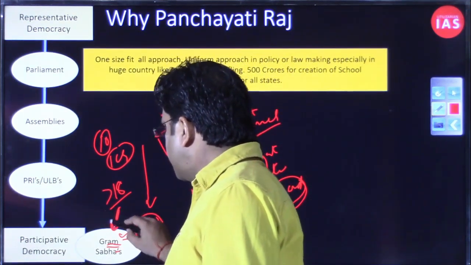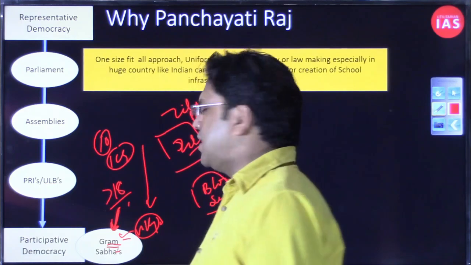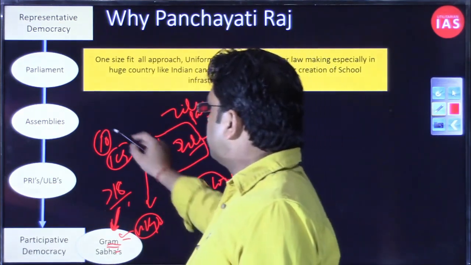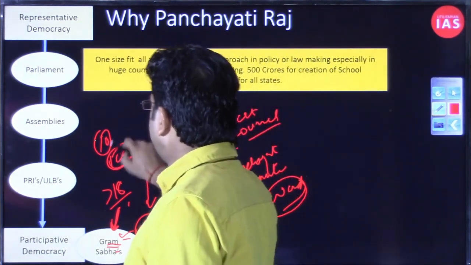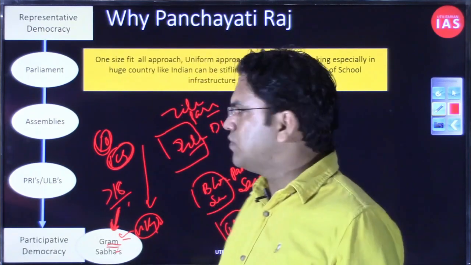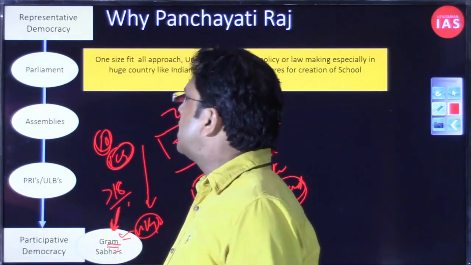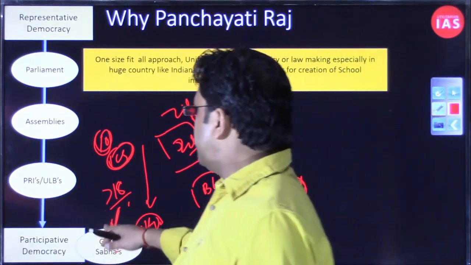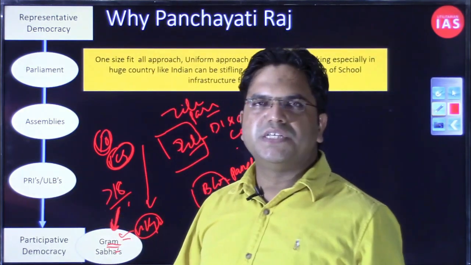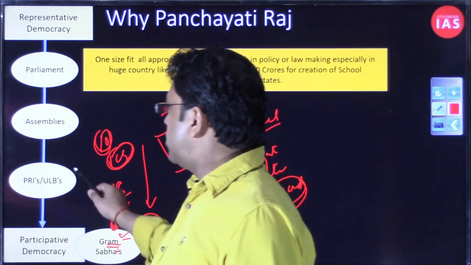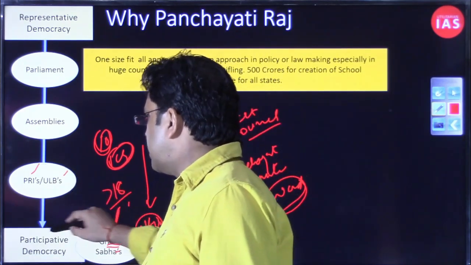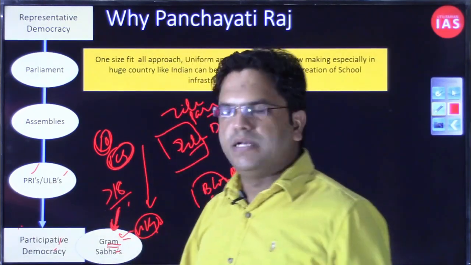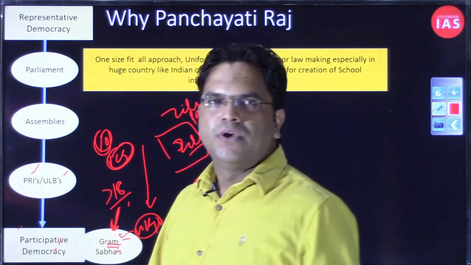And with this, participation means ultimately these people are deciding in the Gram Sabha what they are going to do with this allotted amount, whatever it is, whether it is 1 crore or 10 crore. And that's why I am saying that, okay, we may not have become a direct democracy, but at least with this emergence of these PRIs and urban local bodies at the city level and the village level, we have become at least a participative democracy.